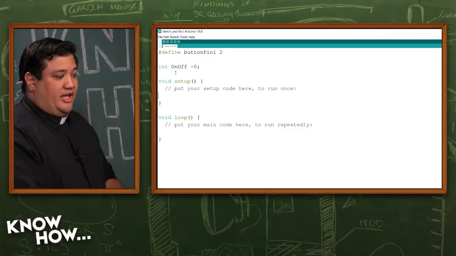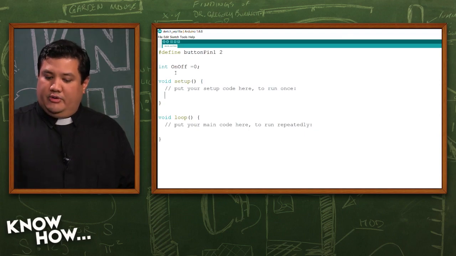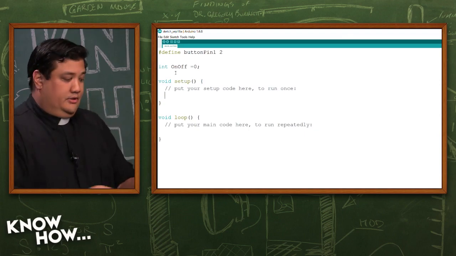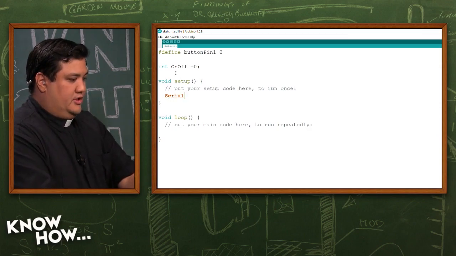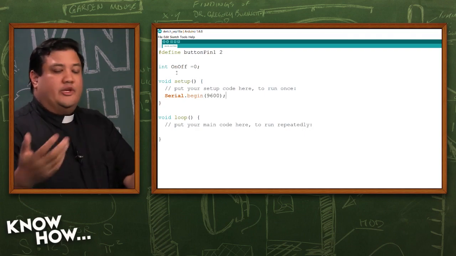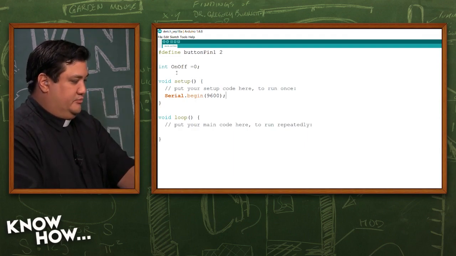Now let's go into the setup. The first thing I want to do is I need a way to find out what the Arduino is detecting. So I'm going to tell it to talk back to me over the serial port. Serial.begin. This opens up the serial port, and I'm going to set it for 9600. So it communicates at 9600 bits per second. Yeah, that's pretty standard.